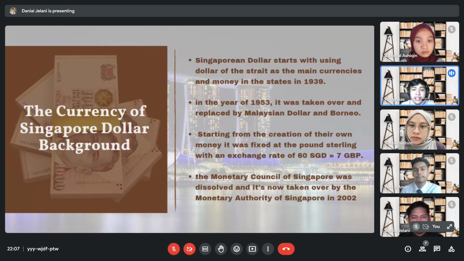And then the next one, starting from the creation of their own money, it was fixed to the pound sterling with an exchange rate of 60 Singapore dollars equal to 7 Great Britain pounds. And last but not least, the Monetary Council of Singapore was dissolved and is now taken over by the Monetary Authority of Singapore in 2002. That's all from me. I'm going to be passing to Haris for the next point.